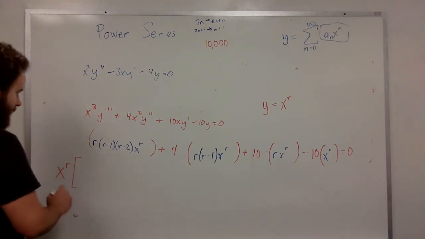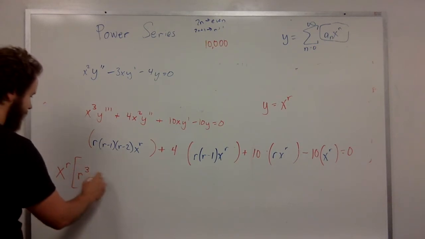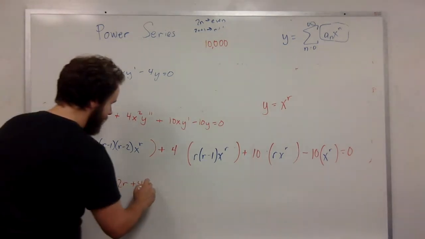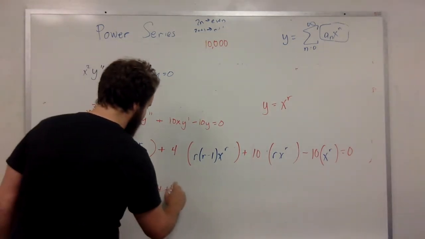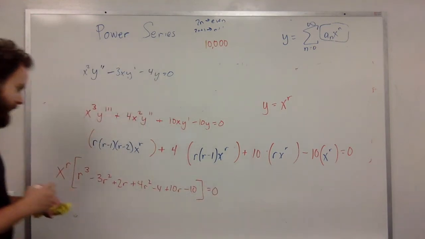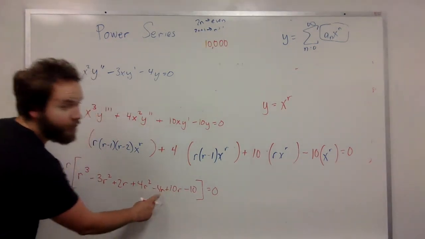and be left with, here we go, buckle up, r cubed minus 3r squared plus 2r plus 4r squared minus 4 plus 10r minus 10. Just expanded that. 4 times r minus 1 would be 4r squared minus 4r. Right there, minus 4r.